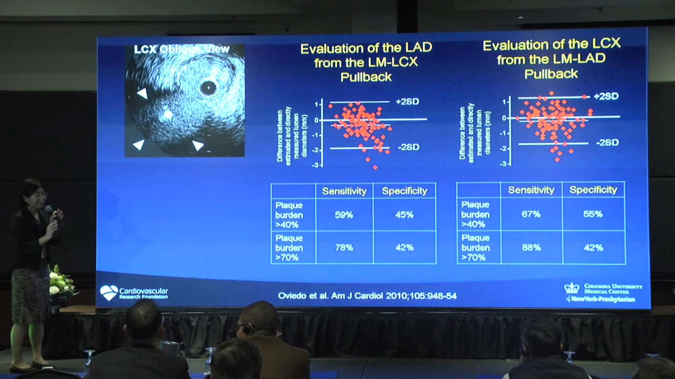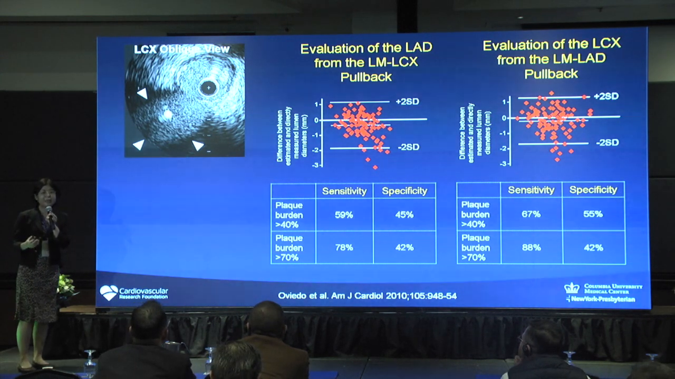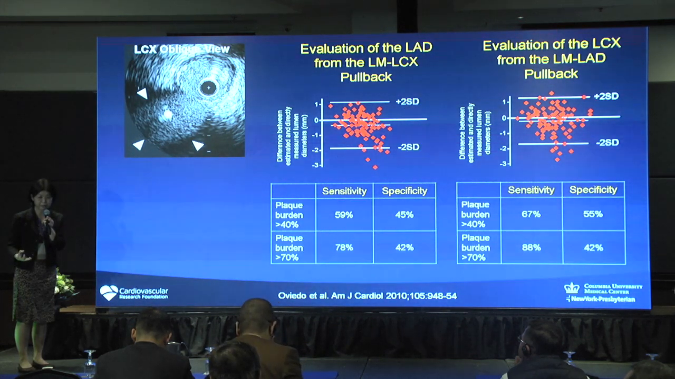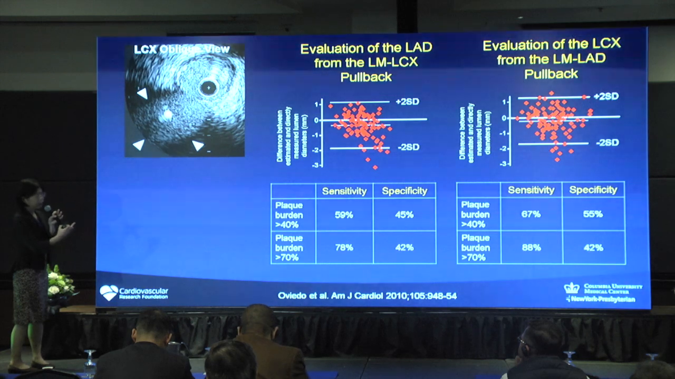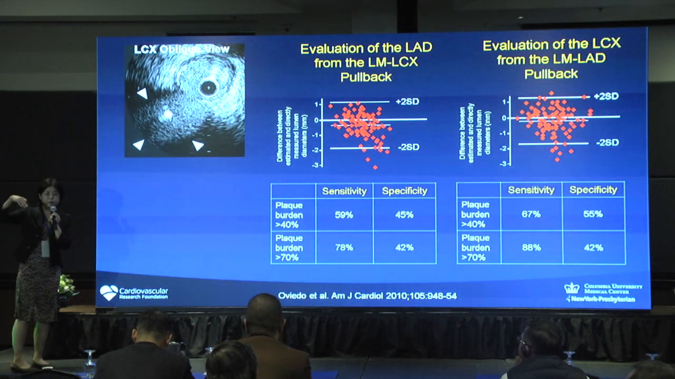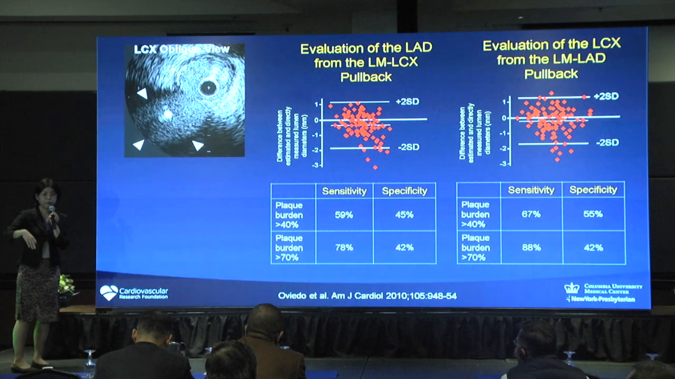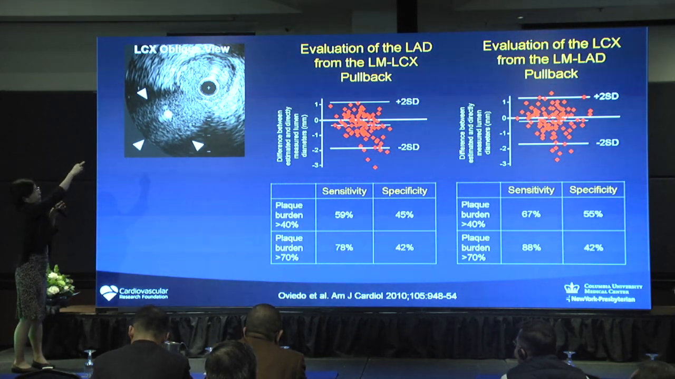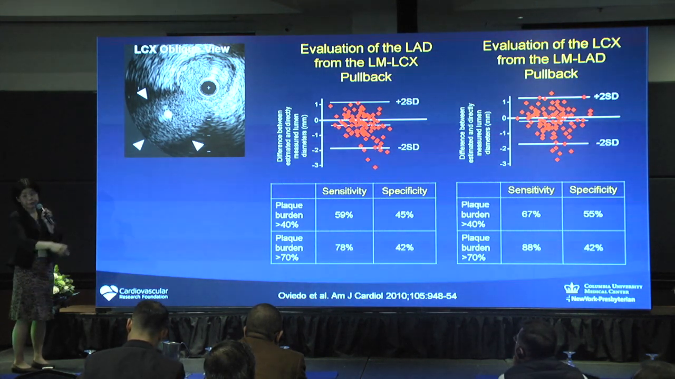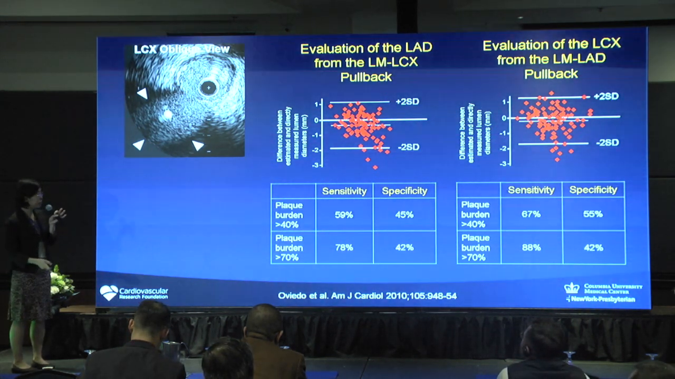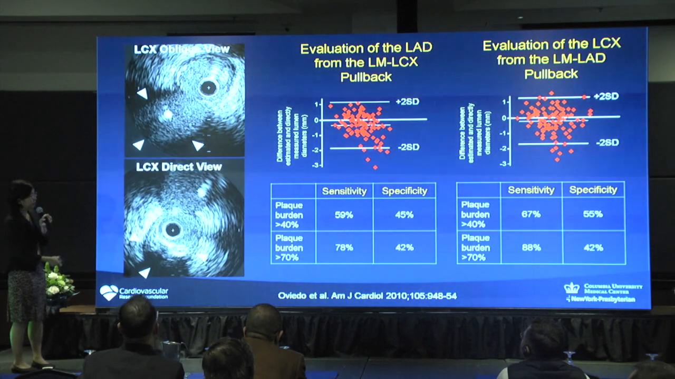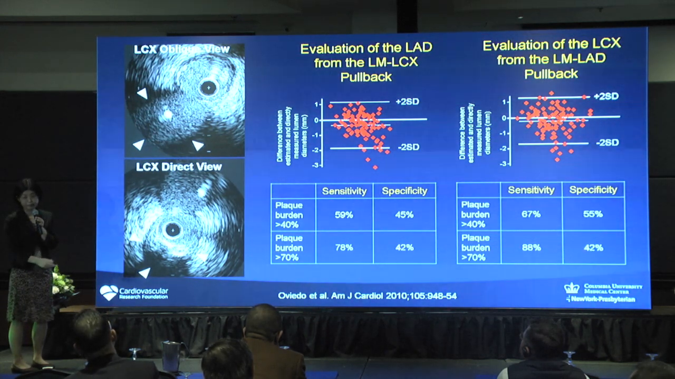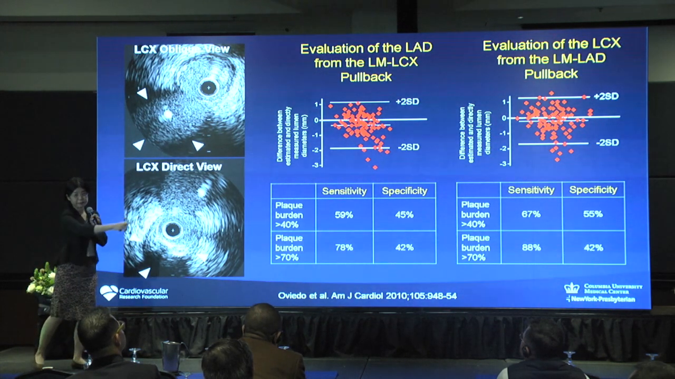Then many people ask me, can we evaluate the side branch by main vessel IVUS? This is the data. We looked into the circumflex directly from the circumflex or from the LAD. What do you think of this circumflex? I'm in the LAD and I'm looking at the circumflex ostium. What do you think? Looks okay, right? And we did the IVUS directly from the circumflex. Not okay. It's a diffuse disease, right? So this is a summary of what we found.